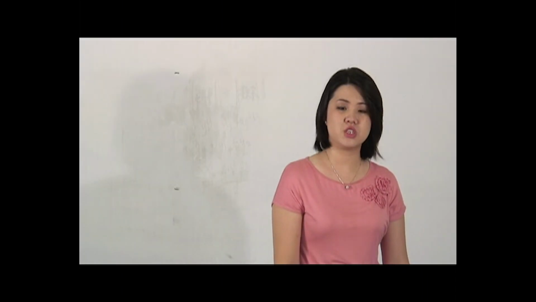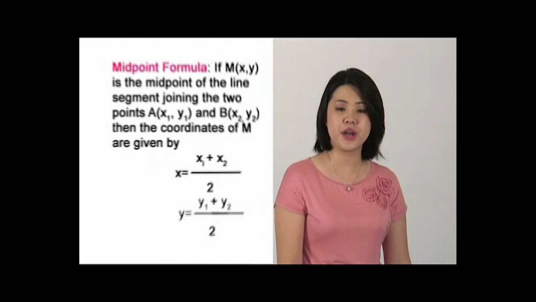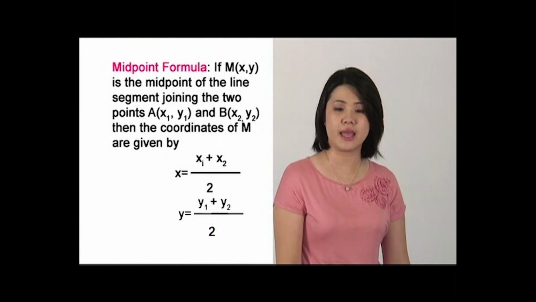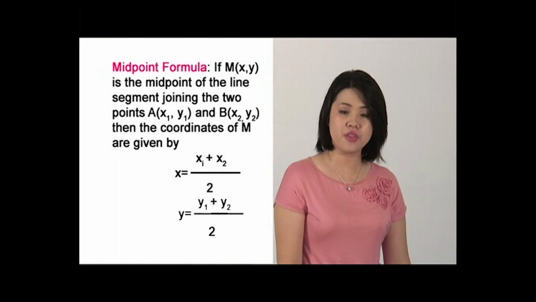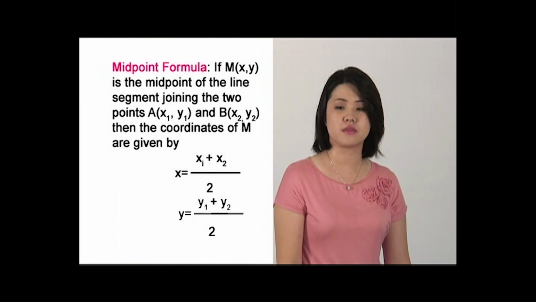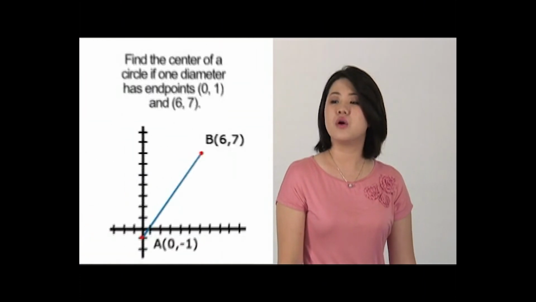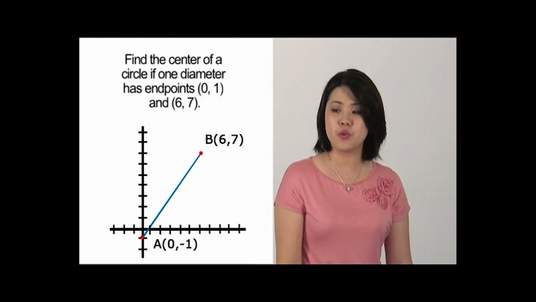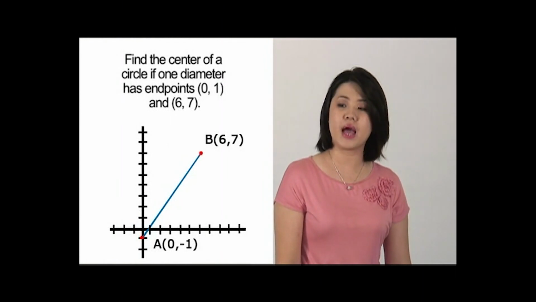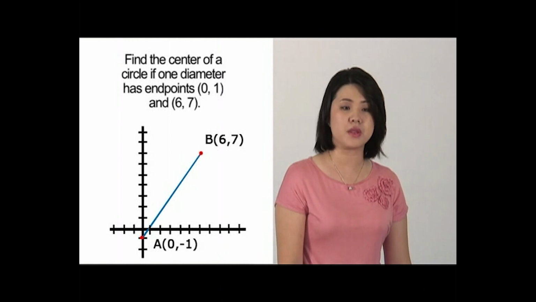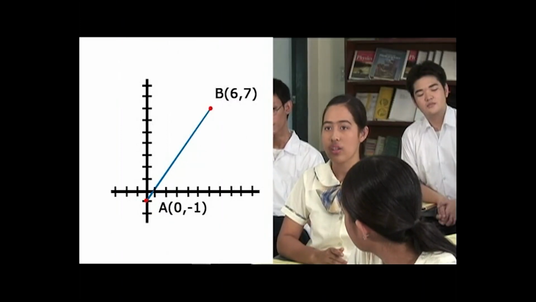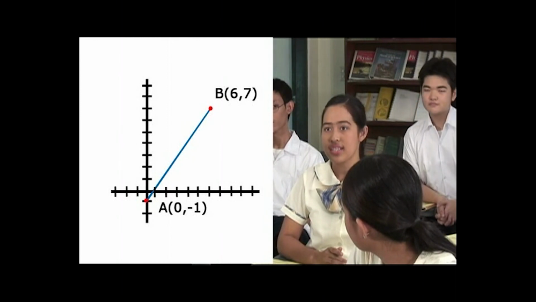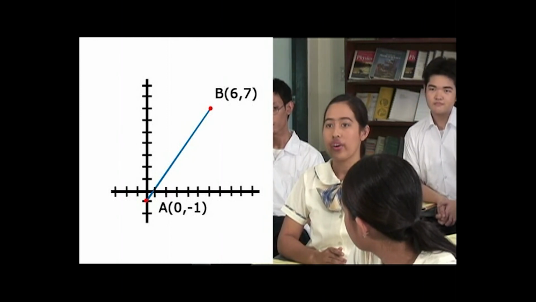Very good. You have just derived the formula for the coordinates of the midpoint of a line segment when the coordinates of the endpoints are given. We call this the midpoint formula. Now let's apply the formula to the following problem. How do we apply the midpoint formula to this problem? The diameter always passes through the center and is twice as long as the radius. Hence, the center is the midpoint of the diameter.